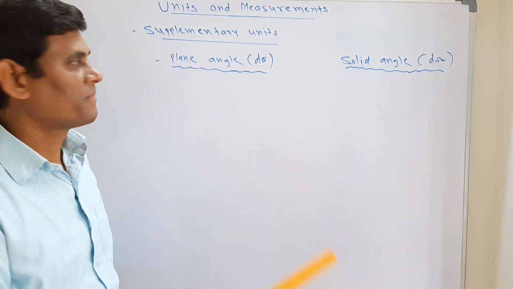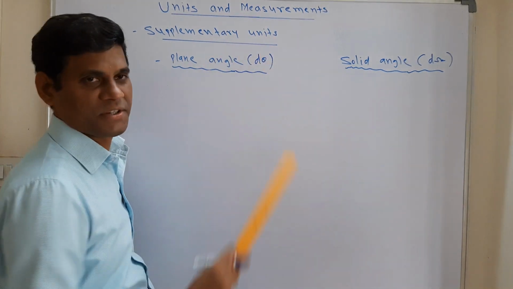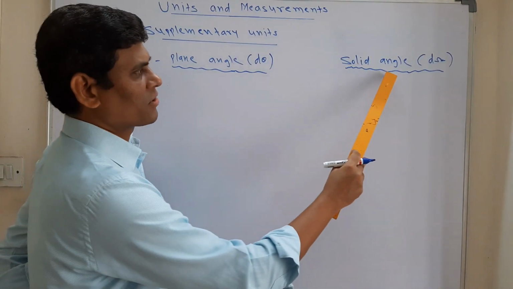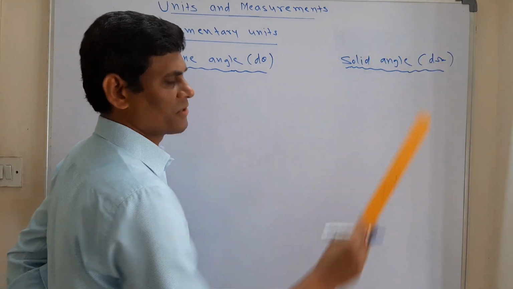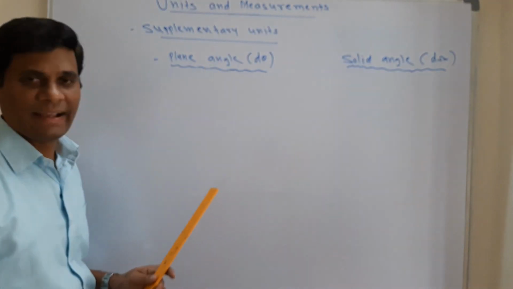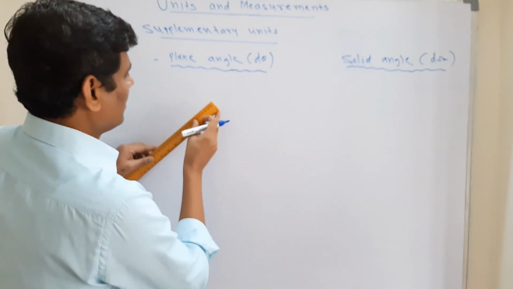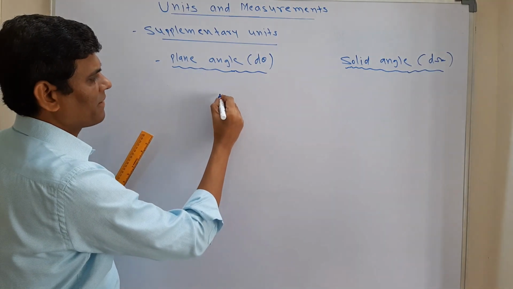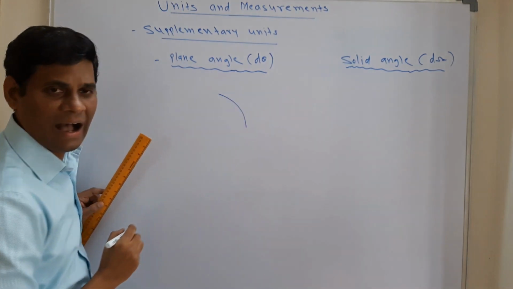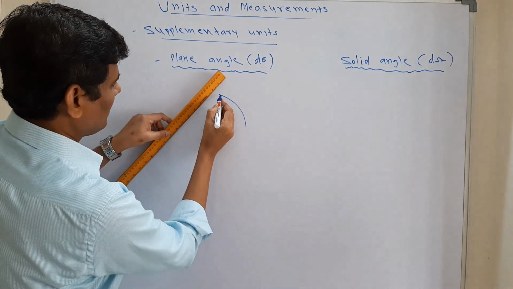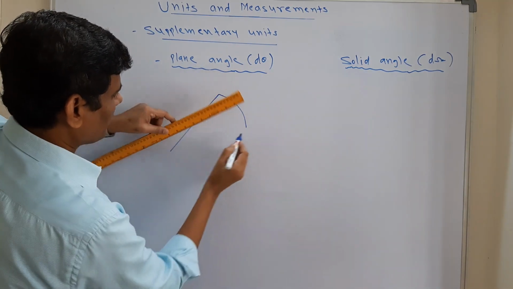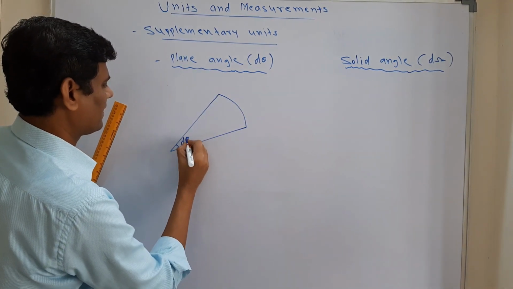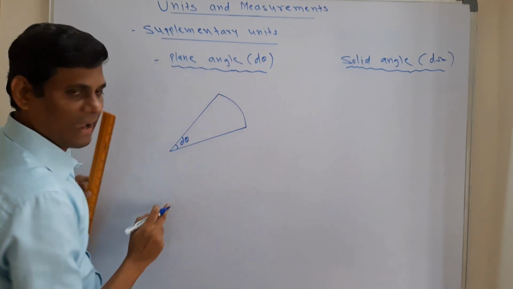Now next part, students, supplementary units. We have two supplementary units as such, plane angle and solid angle. Symbols we are using. Now what is plane angle? Let us see with a diagram. Now suppose you draw a circle, or you take a small part of the circle. This we call an arc of a circle. And let us say here the angle is say d theta, that is the plane angle.